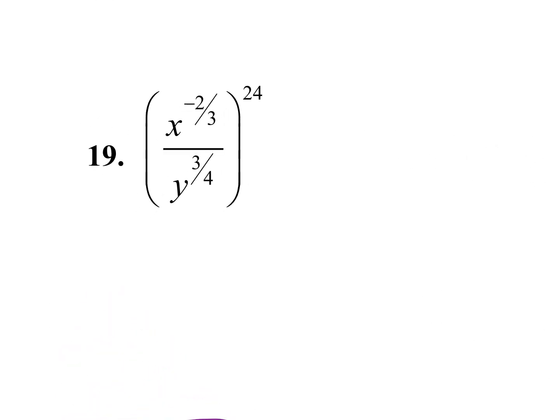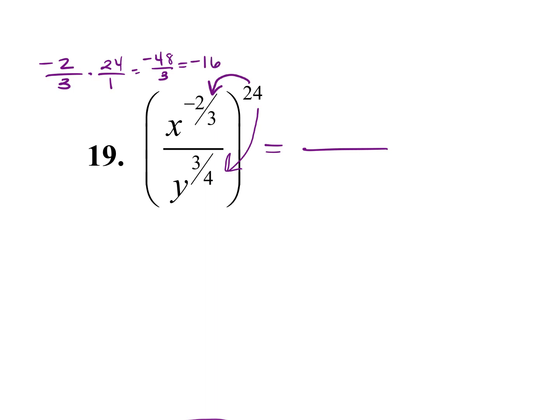19. Okay, so this one, there's a couple ways you can do this. Your calculator will do a lot of it for you. Or if you would prefer to do the mental math, you can do the mental math yourself. But you are multiplying both of those fractions by 24. So if you want to think of it in terms of a negative 2/3 times 24 over 1, that is negative 48 over 3, which is a negative 16.